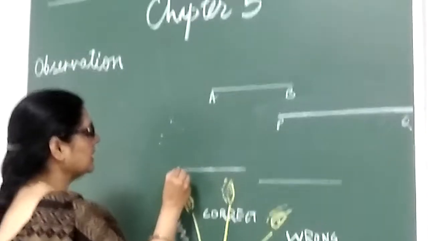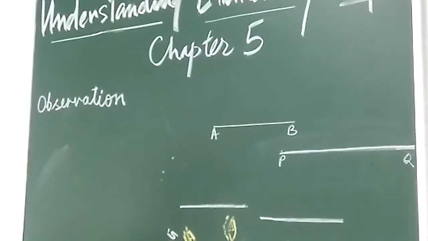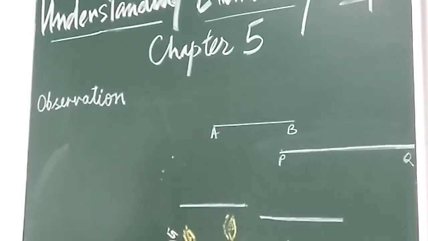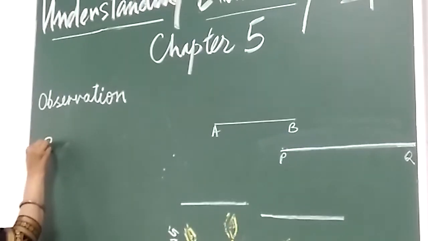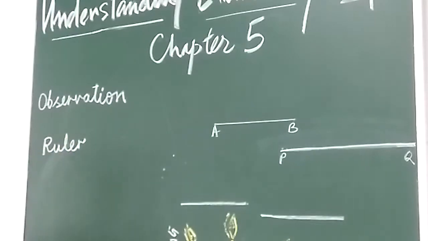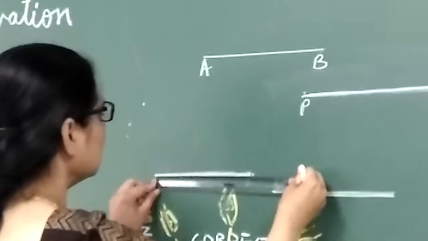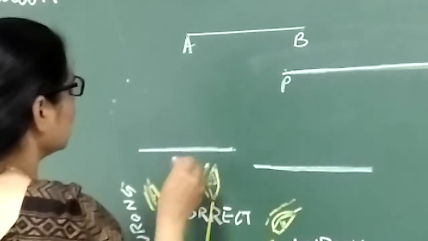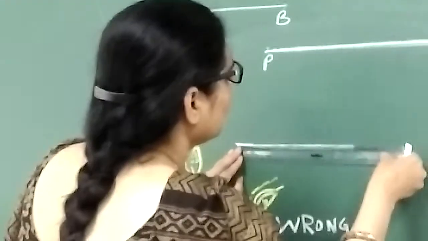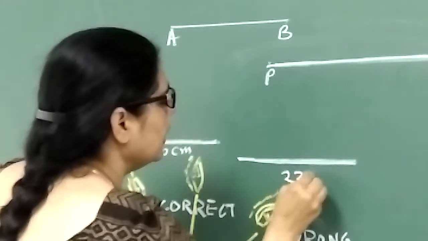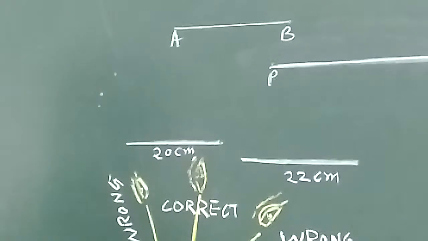But if we have these two line segments, it is very difficult to find out which line segment is longer. So we use the second method, that is by ruler. We use the ruler to measure these two line segments. The first line segment is 20 centimeter long, and the second line segment is 22 centimeter long. Now we can say this line segment is longer than this line segment.